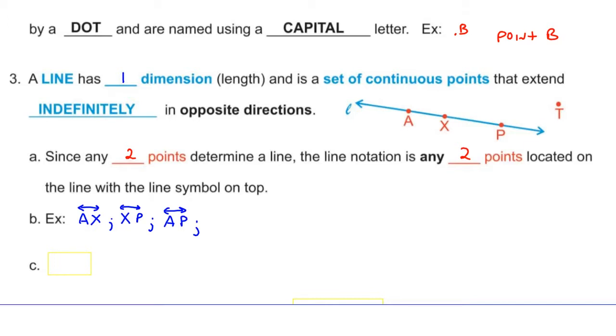Only 2 points that are on the line with the line symbol over top. So again, you can go backwards: XA, right? You can go backwards: PX. And you can go backwards: PA. Oh, now we're back in pre-algebra. All right. So that's all the same line. 6 different ways we name the same line because that line happened to show 3 points. If it showed more, we could name it a whole lot more ways.